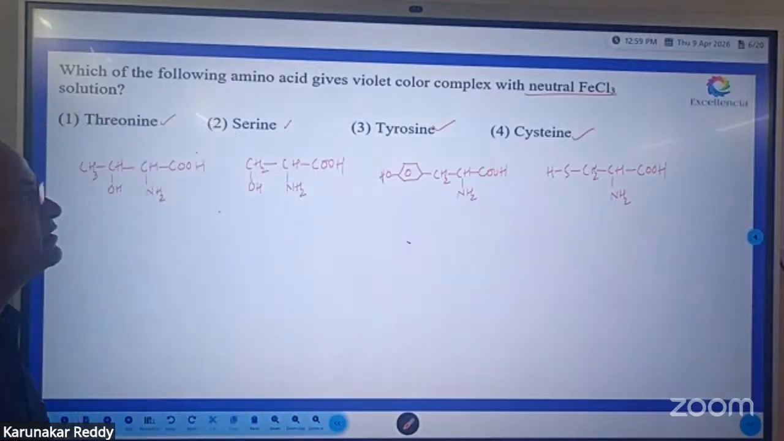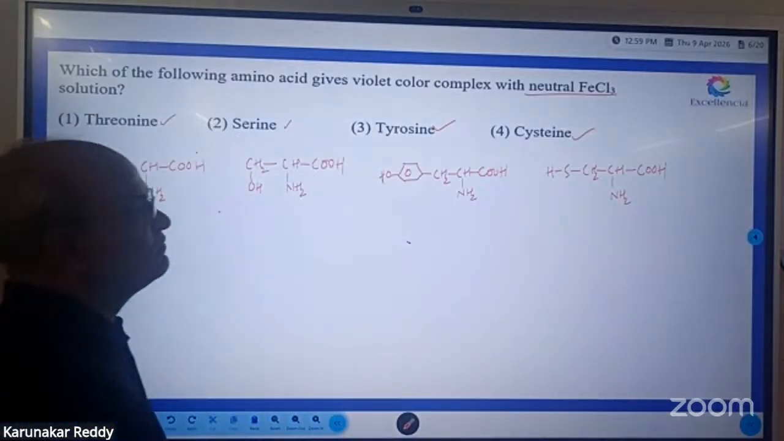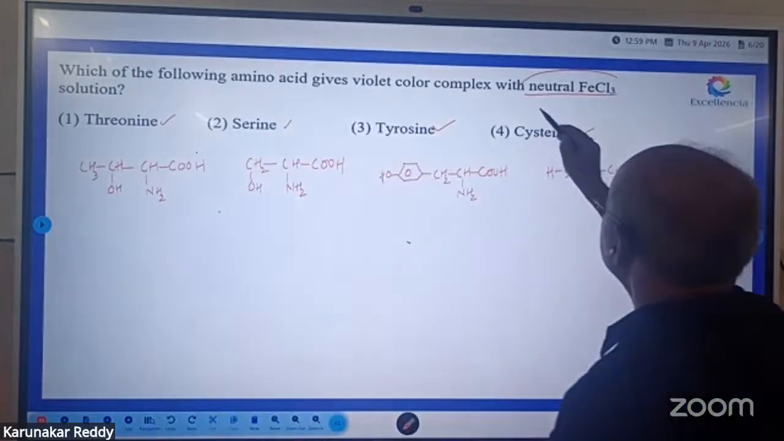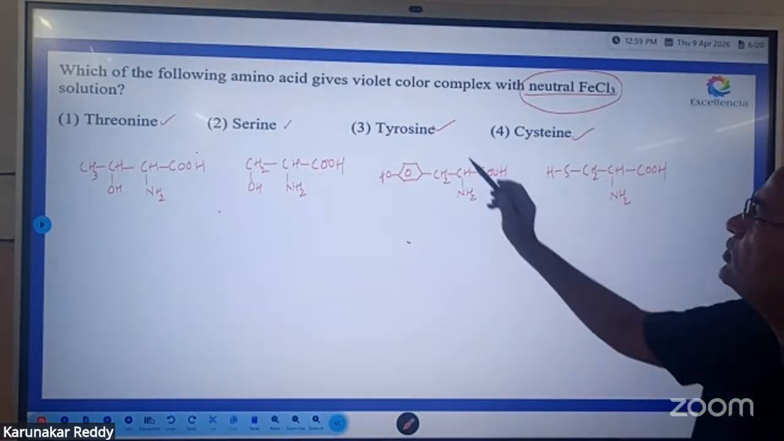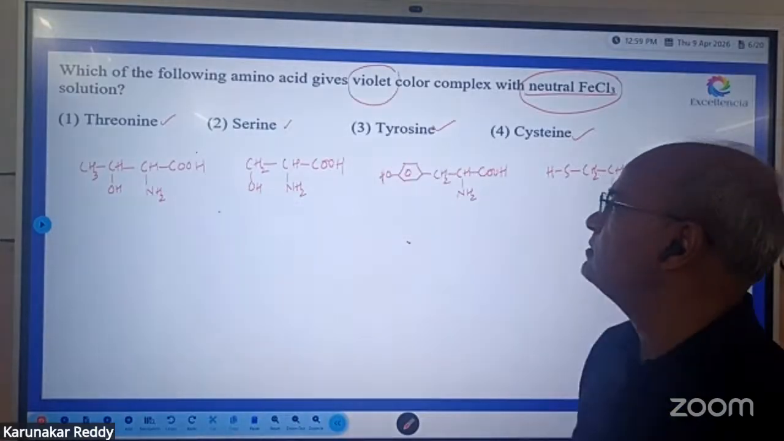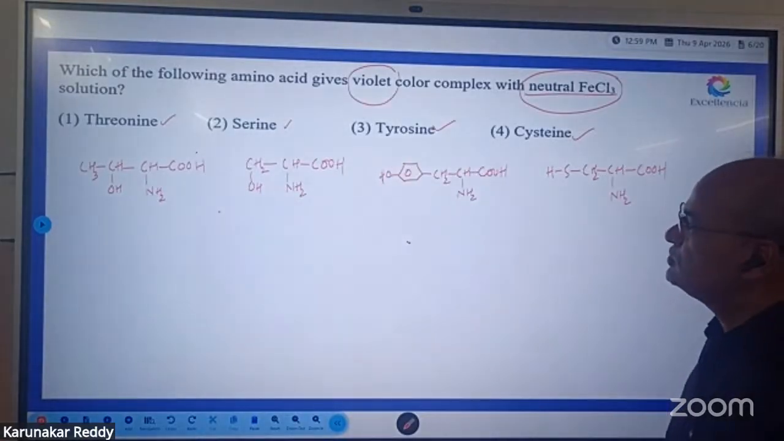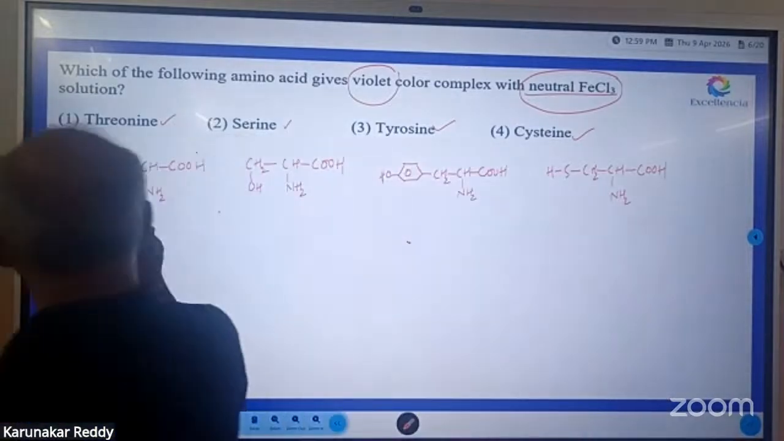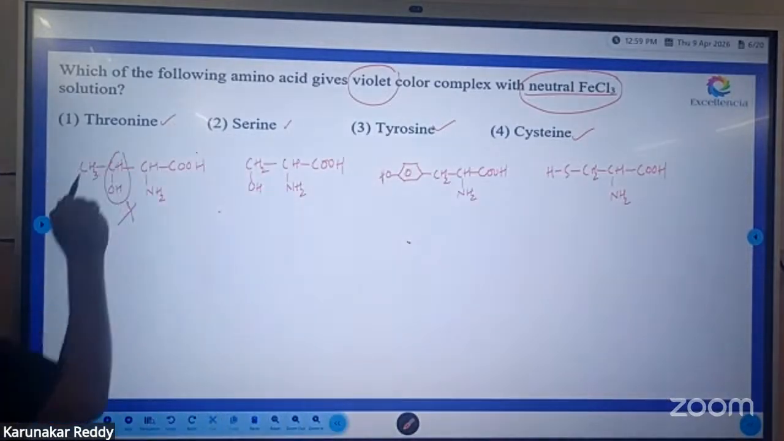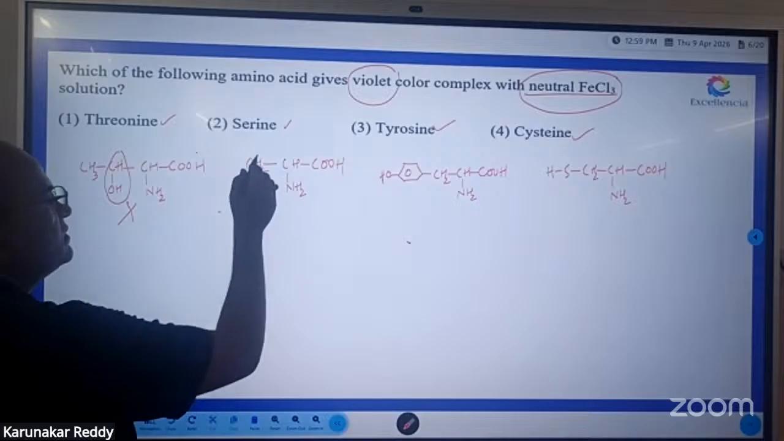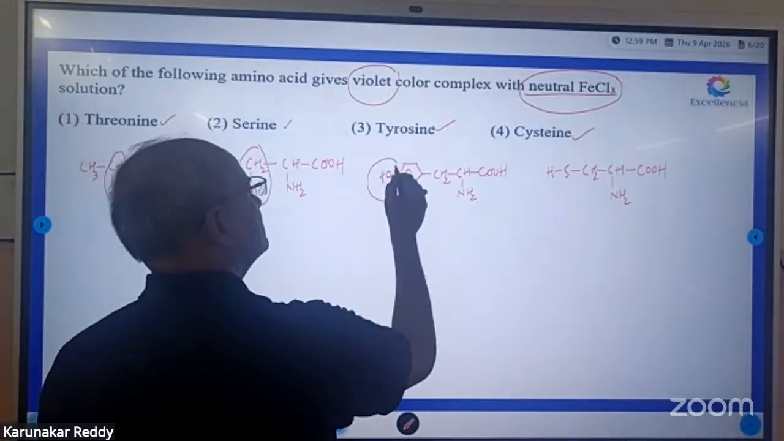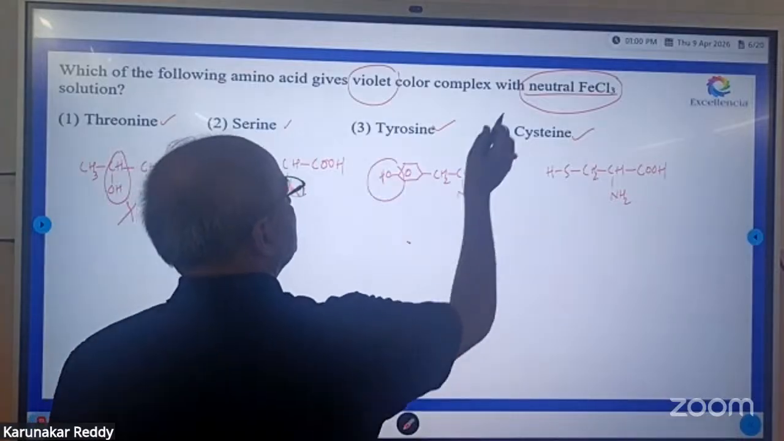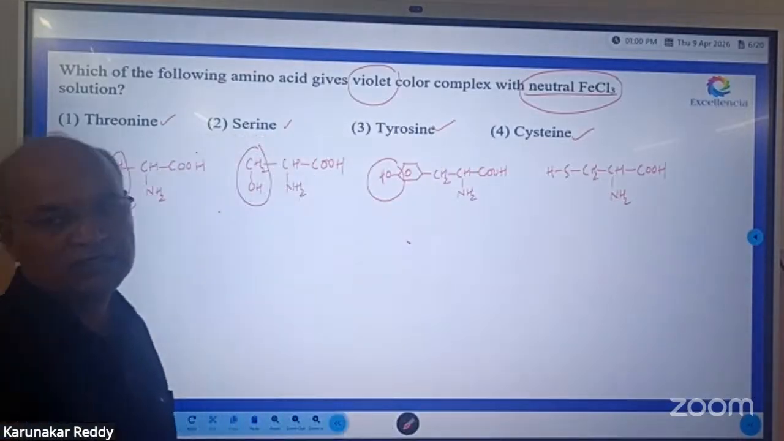We have an idea regarding neutral ferric chloride. Neutral ferric chloride on reaction with a phenol is going to give a violet color complex. It's a complex of iron. So in this one, there is no phenolic OH. This is an alcoholic OH, and here also an alcoholic OH group, but here is the phenolic group. Therefore, it is going to give the violet color.